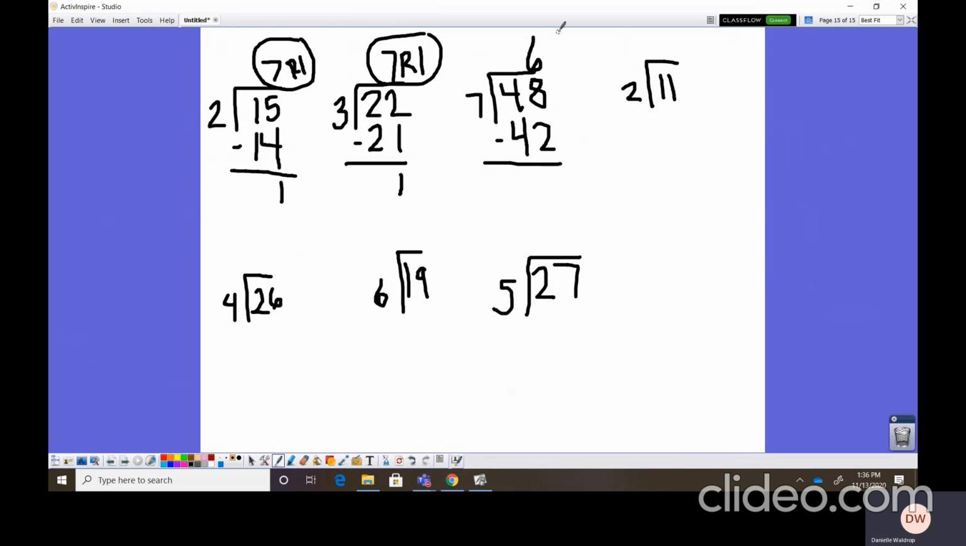Set up my subtraction problem. 8 minus 2 is 6. 4 minus 4, of course, is nothing. Your divisor is bigger than your number here, so we know we're done. So that's our remainder. So 6, remainder 6.